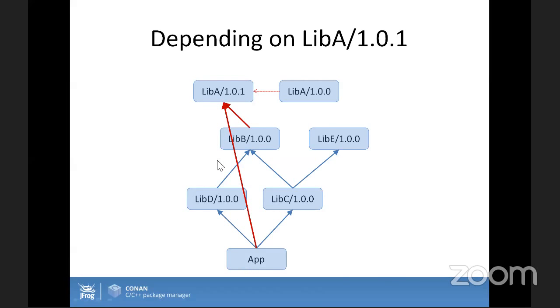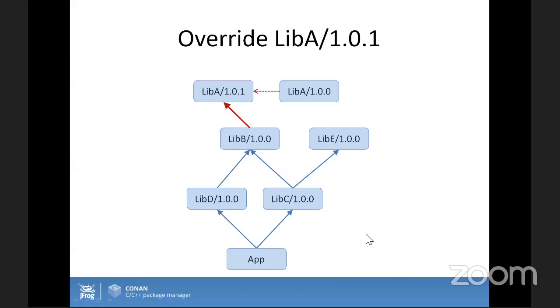And the override keyword that we are using is to avoid injecting a new edge. So we don't want this. We don't want the app package to depend directly on liba, because that's not true. It doesn't depend. We just want this, and this is what we manage with the override dependency type.